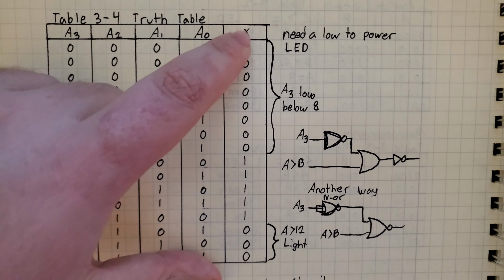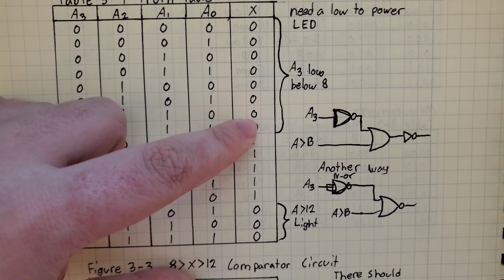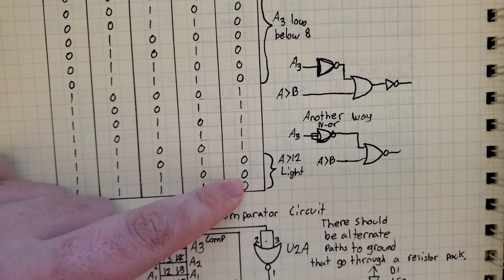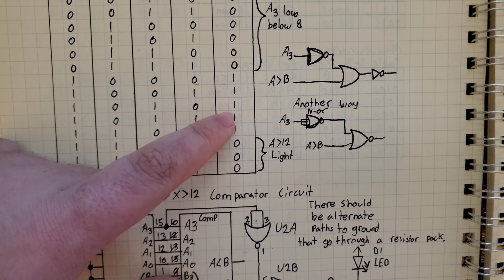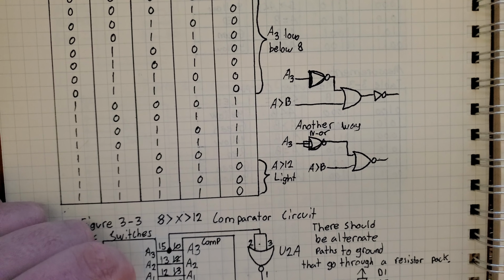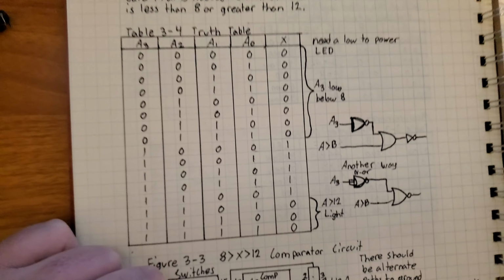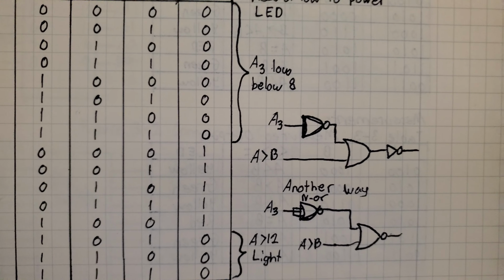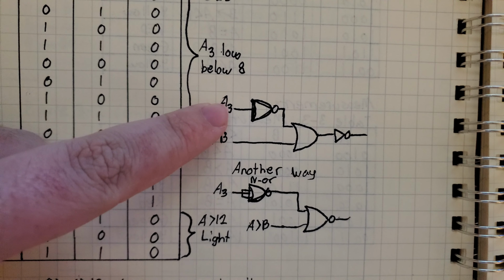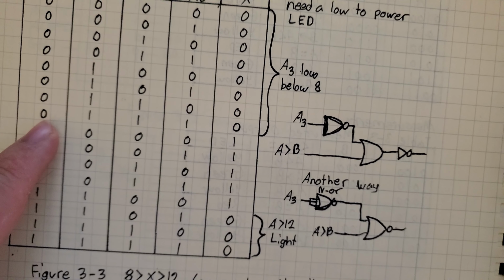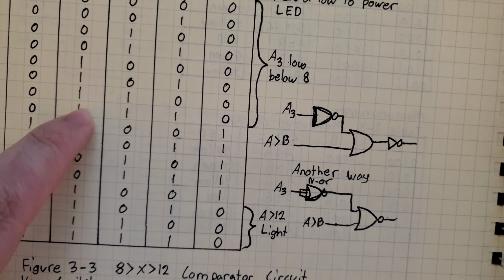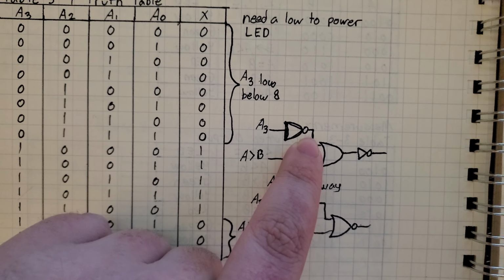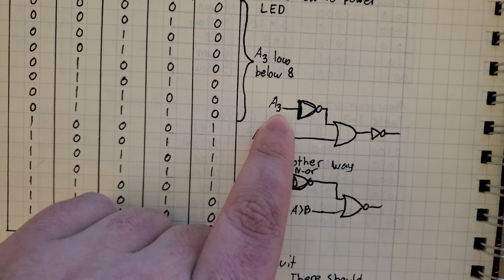And we have this group. This group of zeros is below 8, and this group of zeros is above 12. And we need the zeros to be able to turn on our LED without hurting the circuit. So the way that we can achieve this is we take our A3 input, because A3 is below 8, because this is a 7 here. We invert it, so we get a 0 if A3 is on.